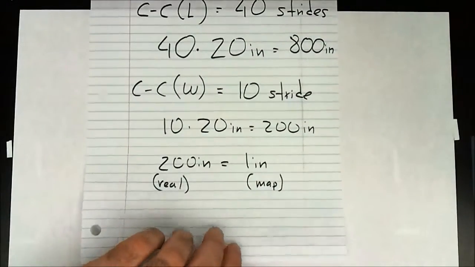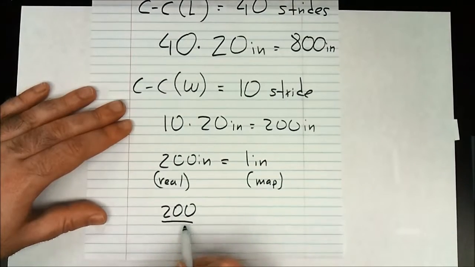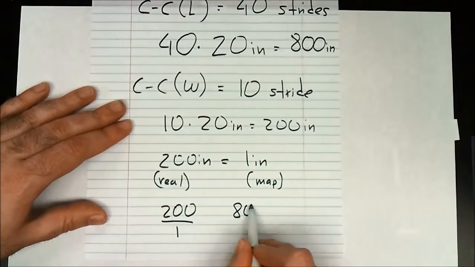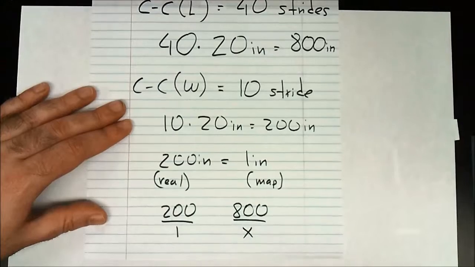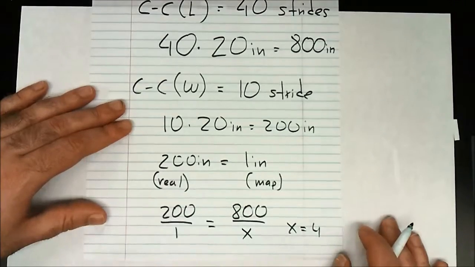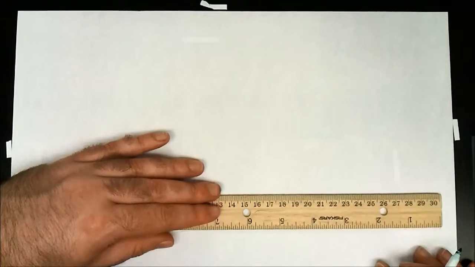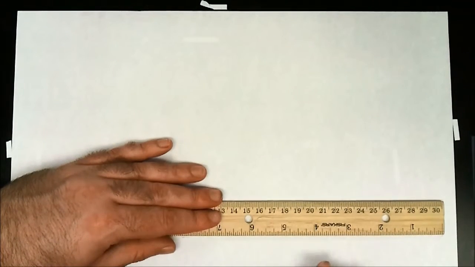Well, that's not bad. I can set up a ratio. If 200 is 1, then 800 is how much? You cross multiply, and when you do that, you'll have x equals 4. So based on the scale that I set up, and you have to keep the scale consistent, I can say that Woodside is about 4 inches long on this map here. Sorry, not Woodside, Building C.